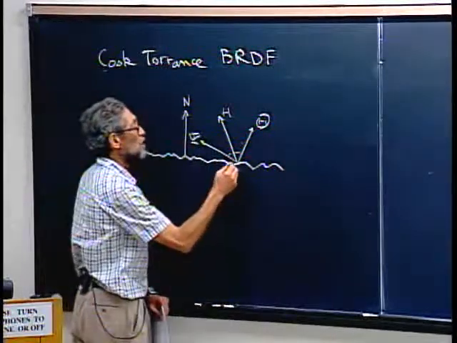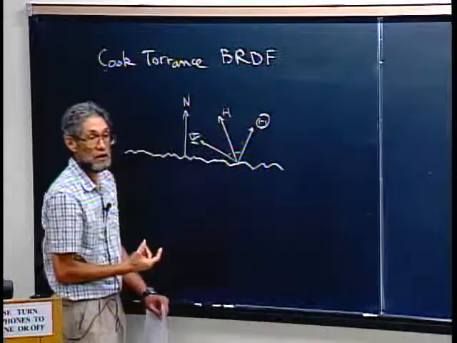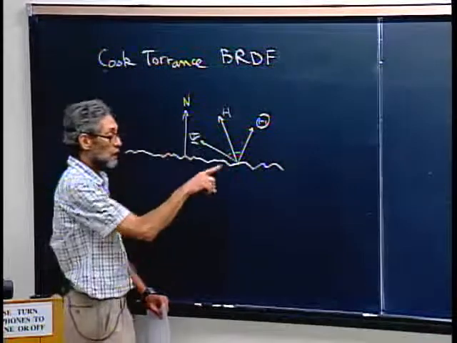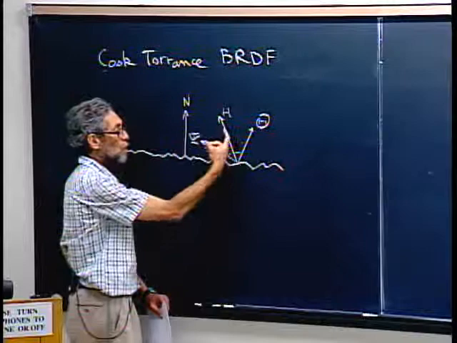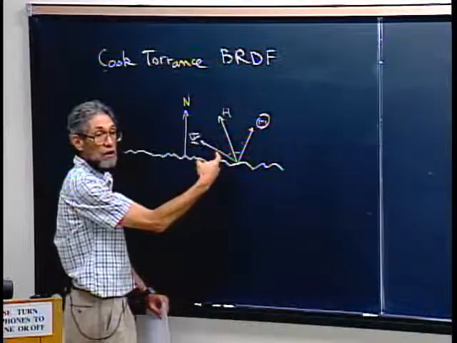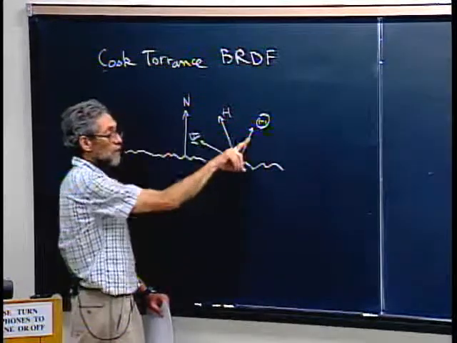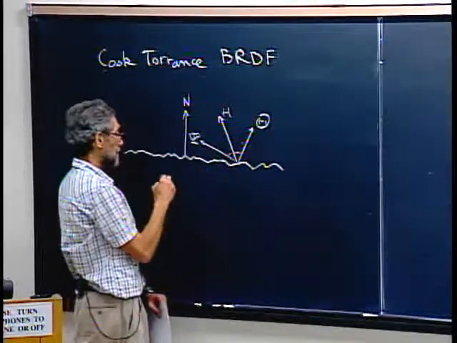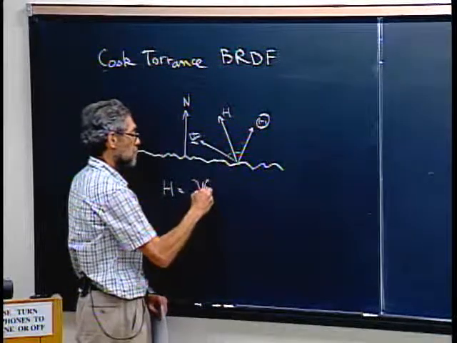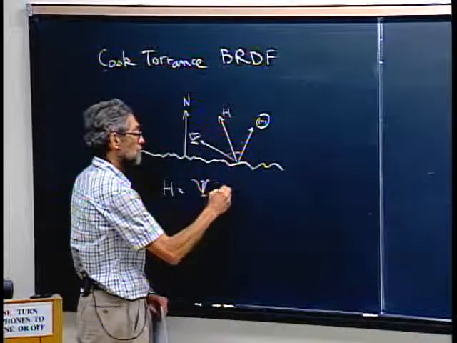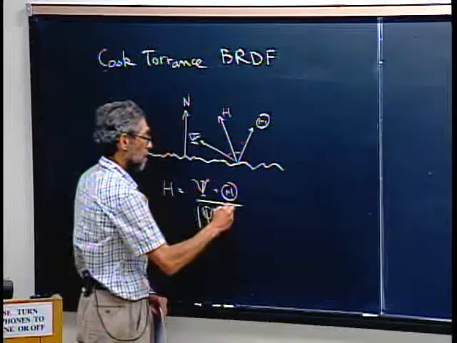We're assuming that any light that comes from this direction that gets reflected in that direction is reflected off of a small flat facet with the normal exactly bisecting this angle, in order to make that facet reflect all the light in this direction into that direction. So as I said, H, this halfway vector, is the sum of these two vectors. You can think of them as vectors divided by the absolute value of the sum.